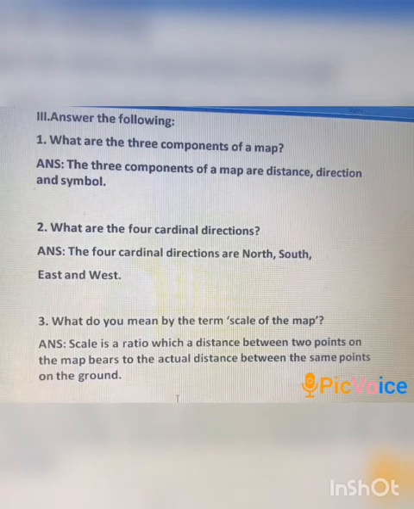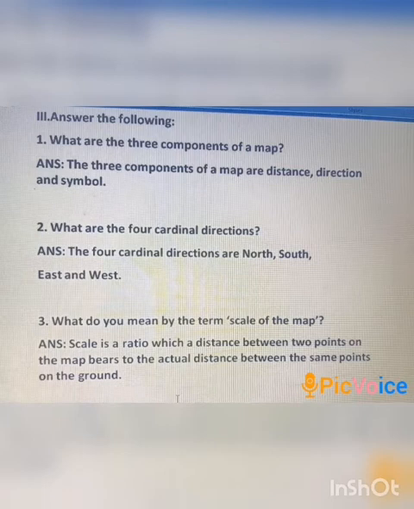In the previous class we completed geography chapter 4: tick the correct answers, fill in the blanks and true or false. So in this session we are going to answer the following, under the third Roman numeral, answer the following.